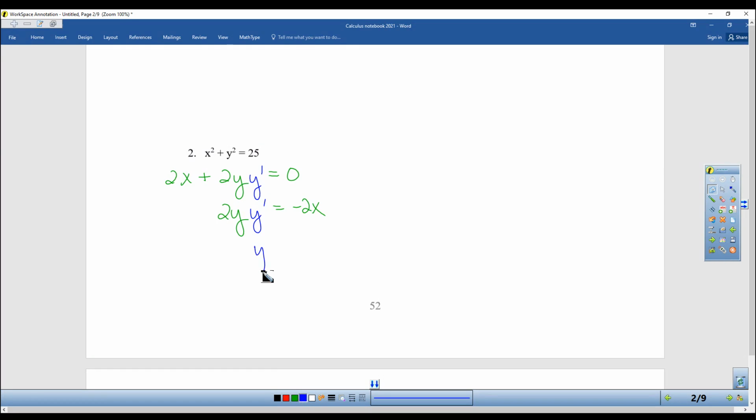And then last step, y prime is equal to negative 2x. I divide both sides by the 2y. Y prime is equal to negative x over y. And that's my answer. See, it has an x and a y in it. Does anybody remember what this graph looks like?